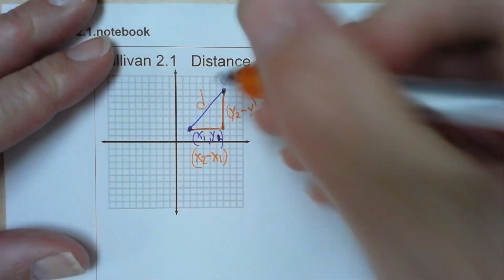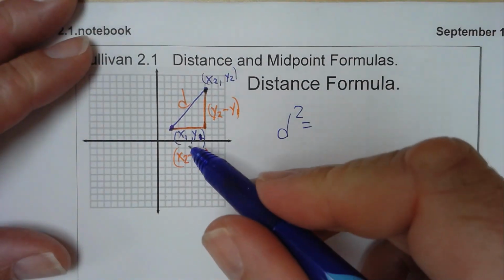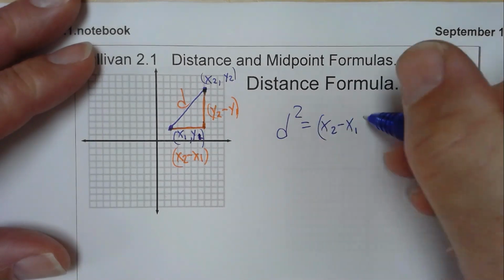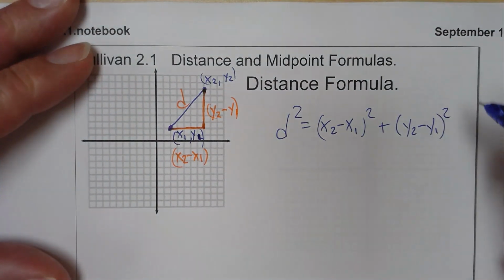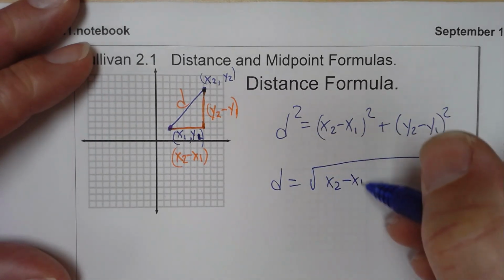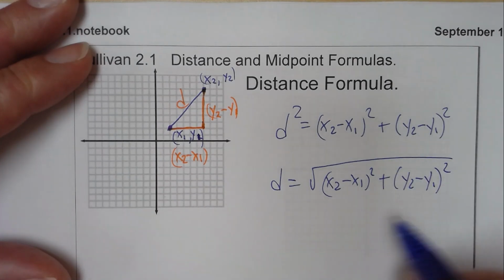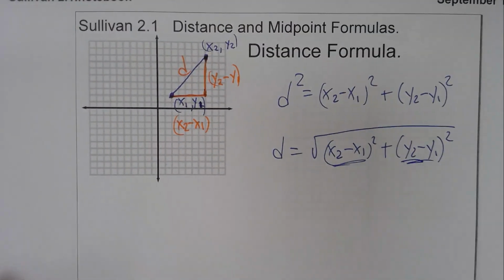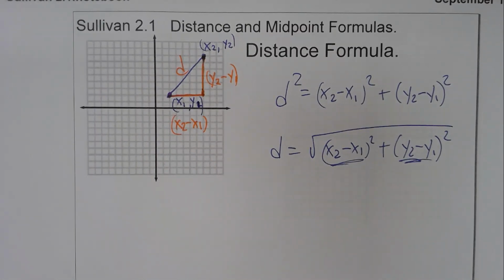All right, and we want to know d, the distance between the 2 points. So d squared is equal to this side squared plus that side squared. So it's x2 minus x1 quantity squared plus y2 minus y1 quantity squared. Then we take the square root. d is equal to the square root of x2 minus x1 quantity squared plus y2 minus y1 quantity squared. So basically what you do is you subtract the x values, square them, subtract the y values, square them, then take the square root, and that's the distance between any 2 points on a flat surface.